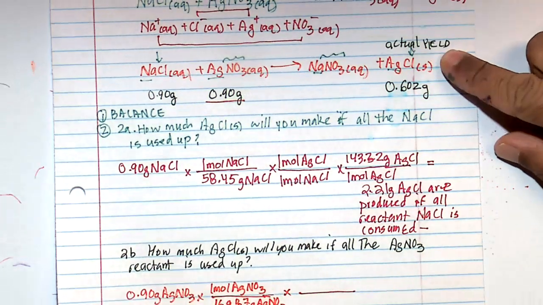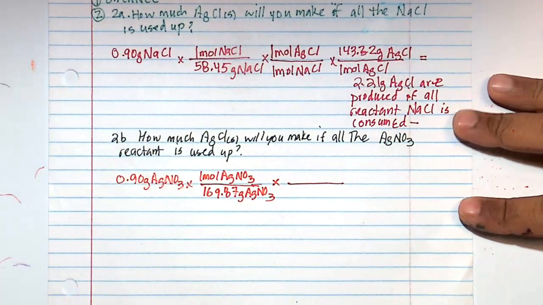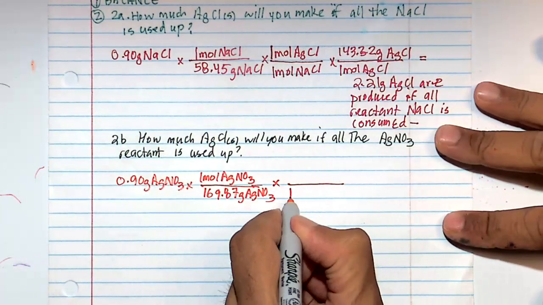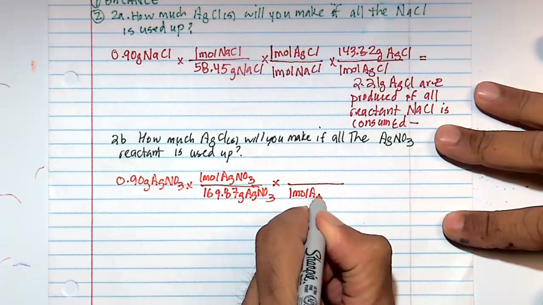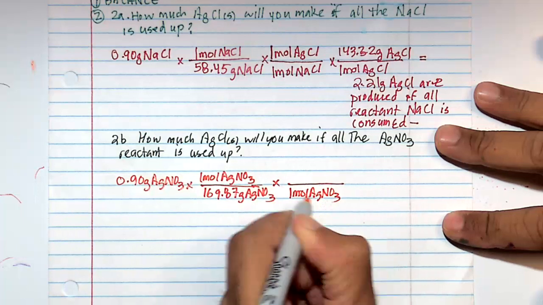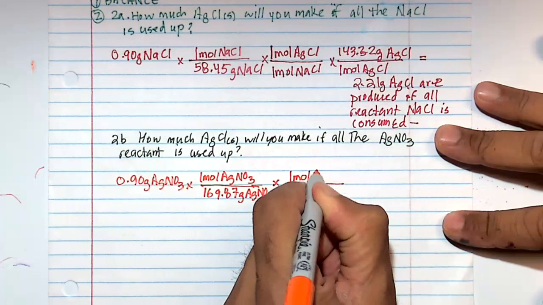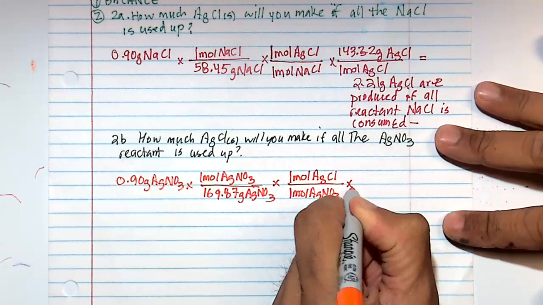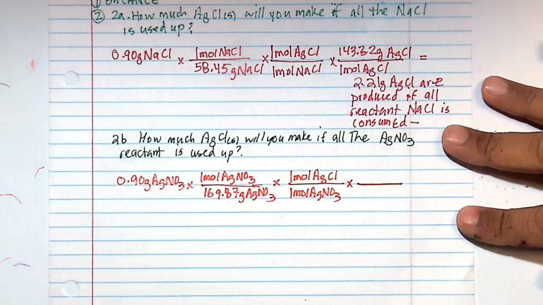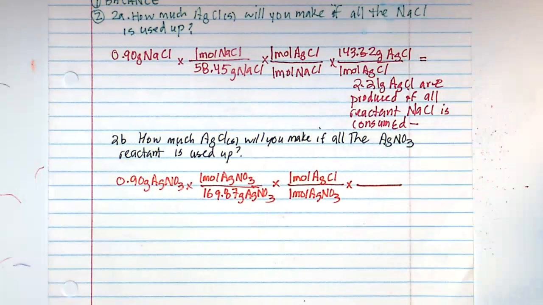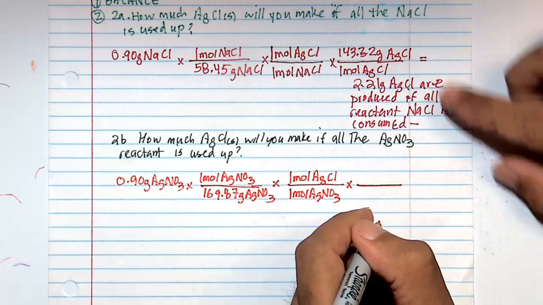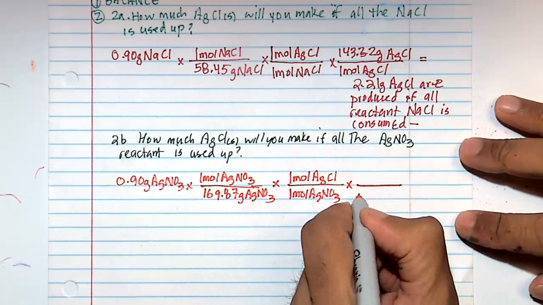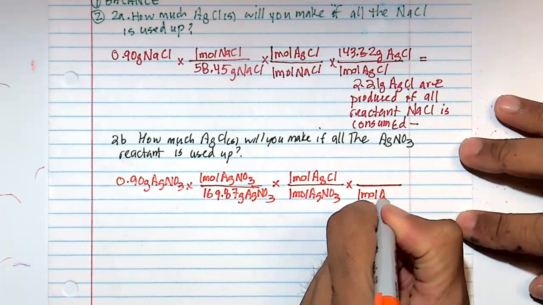So 1 and 1. Yep, it's 1 to 1, so I'm going to put the 1 mole of AgNO3 at the bottom to get my units to cancel out, and 1 mole of AgCl at the top. And we know that for every 1 mole of AgCl, there's about, using the periodic table, 143.32 grams of AgCl.